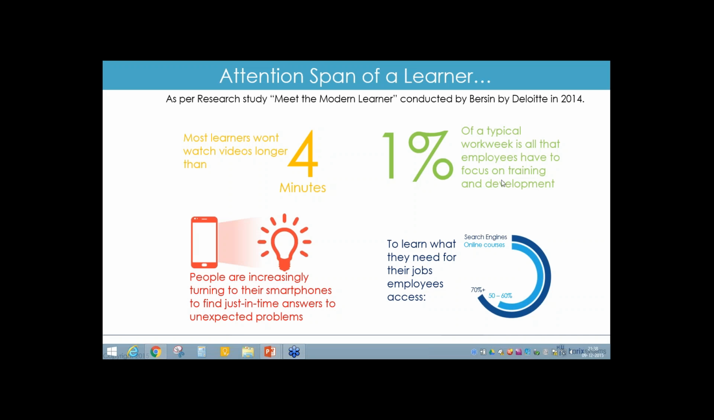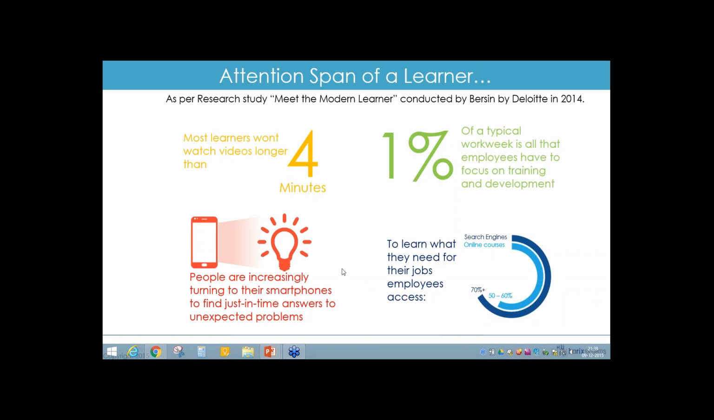So the next crucial finding out of this research study was that 1% of the typical work week is basically what someone can spend on training and development. People are increasingly turning to their smartphones just to find just-in-time answers to unexpected problems which they encounter while they're working. And when it comes to where they really go to learn, most of the time they go to search engines, almost 70% plus, and going back to the online course or to their LMS systems, 50 to 60%.